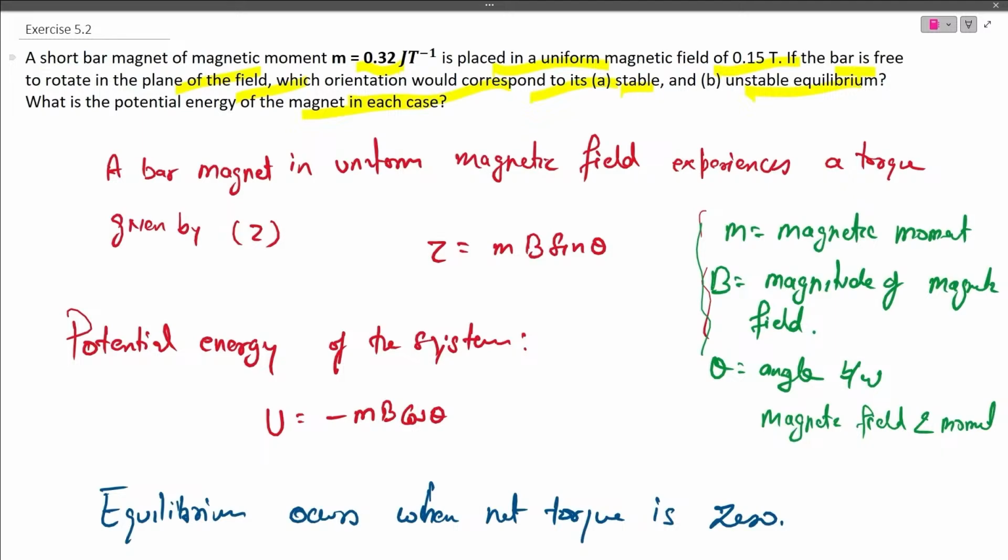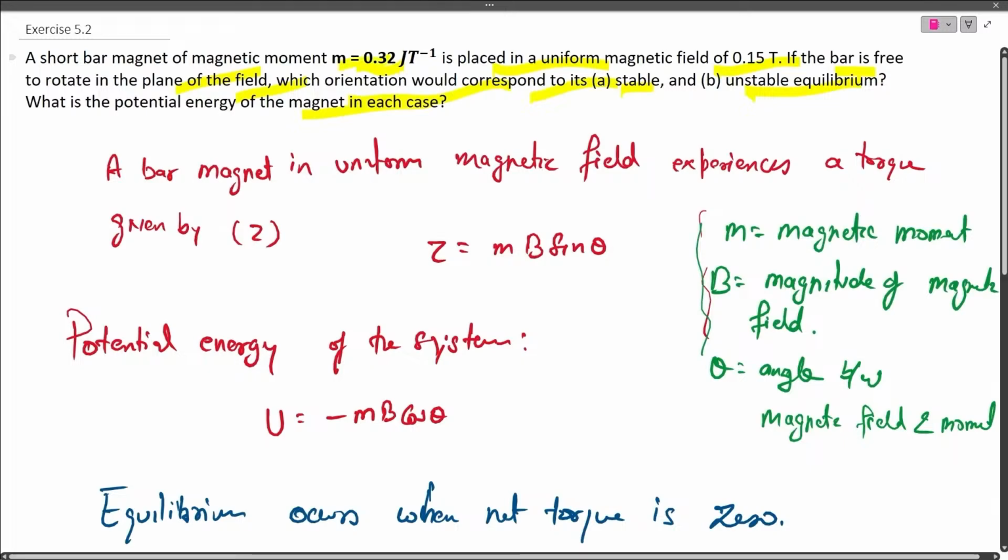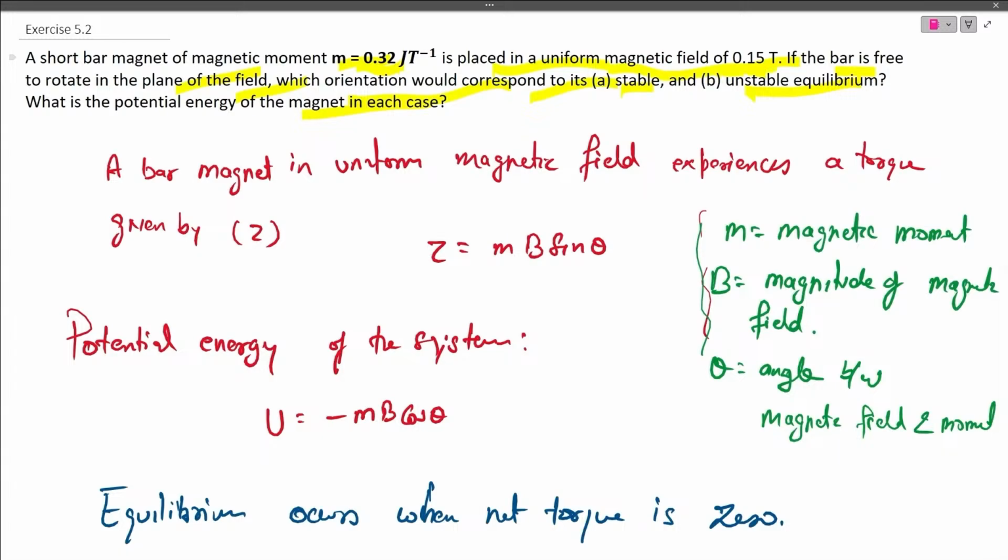Now a bar magnet is placed in the uniform magnetic field like in the previous exercise we saw, and the magnetic moment is given over here, and the magnitude of magnetic field is also given, that is 0.15 Tesla. Now we have to find out, if the bar is free to rotate, which orientation would correspond to its stable equilibrium and unstable equilibrium. And the second question is asking what is the potential energy of the magnet in each case.